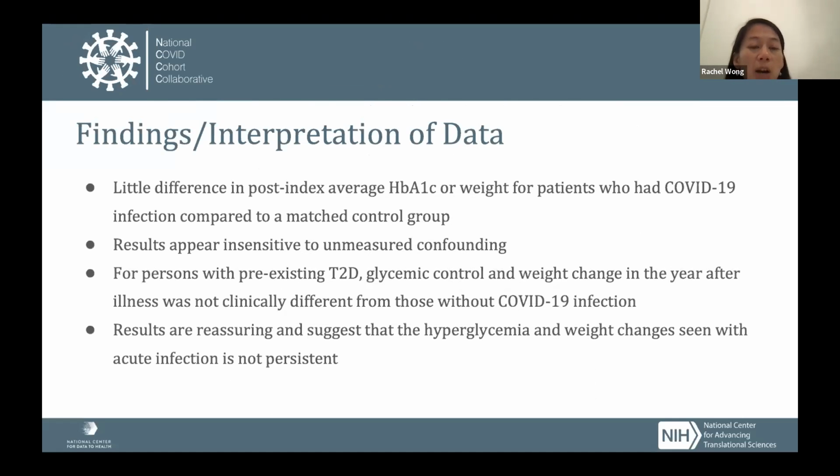So our main findings and interpretation of this data was that there was little difference in the post-index average A1C or weight for patients who had COVID-19 compared to a matched control group. We ran sensitivity analyses to detect confounding that would account for more than 0.5% change in A1C and a 2.5 kilogram change in weight loss. And our findings appeared to be insensitive to these unmeasured confounders. So they were pretty robust findings.